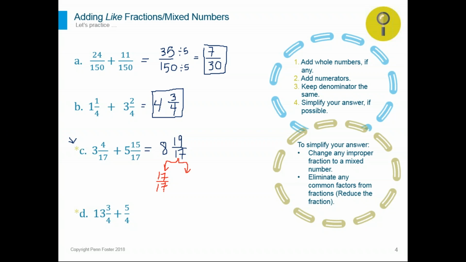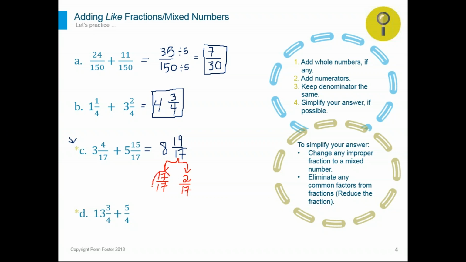So the 17 over 17 is a 1. Anything over itself is a 1 whole. Now, what is the leftover from the 19 if we take away 17? 2. Then the other part that represents this original fraction is 2 over 17.